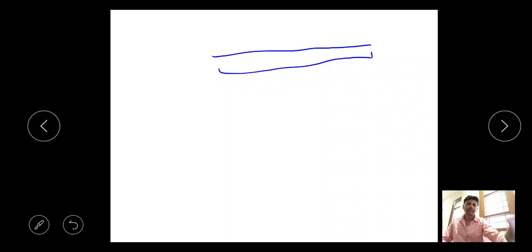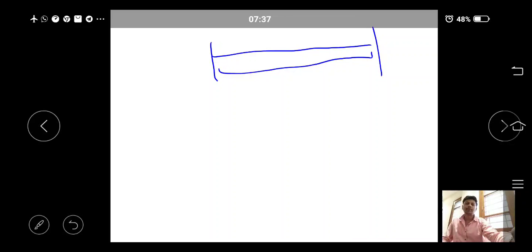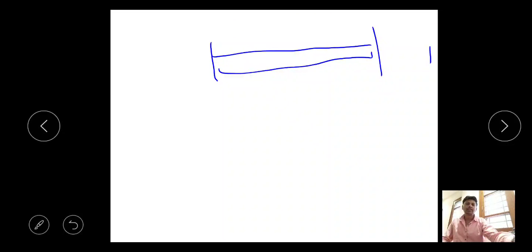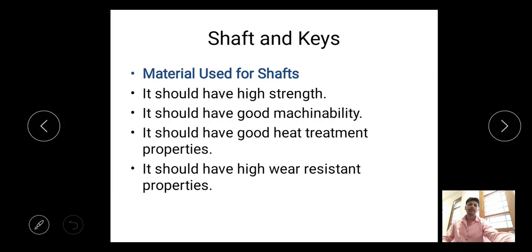Suppose I take this as an example. From this place to this place, it is used to transmit the power, so it is called a transmission shaft. In a machine, if you are using it, it is called a machine shaft. By the word itself you will understand that if it is used for transmission of power, or used in a machine, these are the different types of shaft.